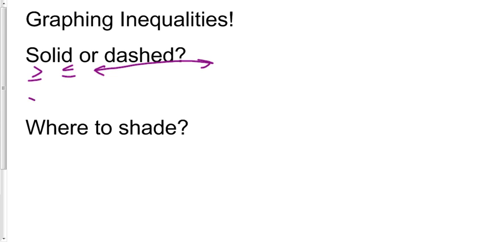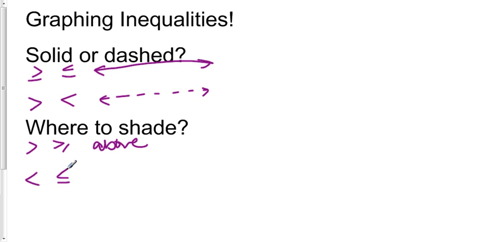If you see strictly greater than or strictly less than, that's when we make our line dashed to say these points on the line are not included. Finally, you're going to shade above or below according to your symbol. If you see greater than or equal to, you need to shade above. Anything above the line would be a solution. If you see less than or equal to, you want to shade below your graph.